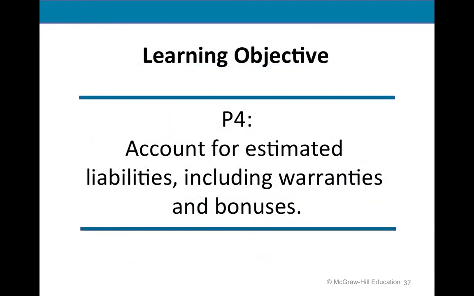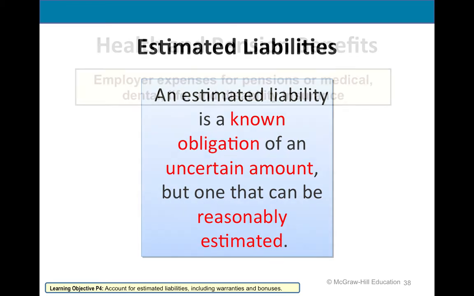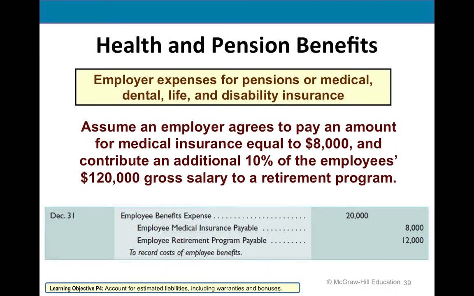Now, some liabilities we're going to have to estimate. Probably one of the biggest ones to talk about is warranties and bonuses. An estimated liability is a known obligation. We know we have an obligation, but we don't know the exact amount, so all we're going to do is estimate it, such as health and pension benefits. You can estimate them as equal to $8,000, and 10%. Now, these are your benefits. Maybe the employee will use them, maybe they won't.